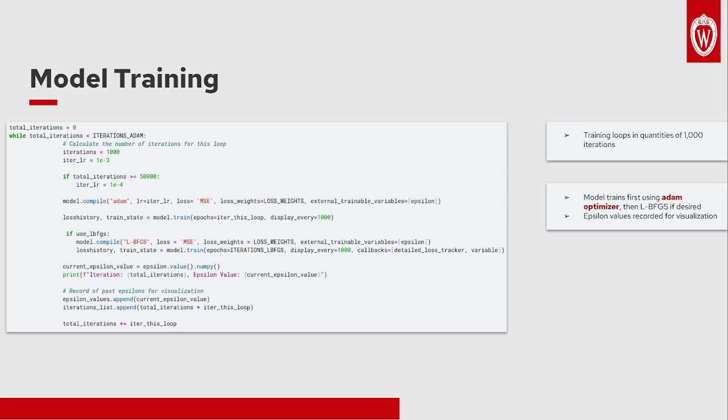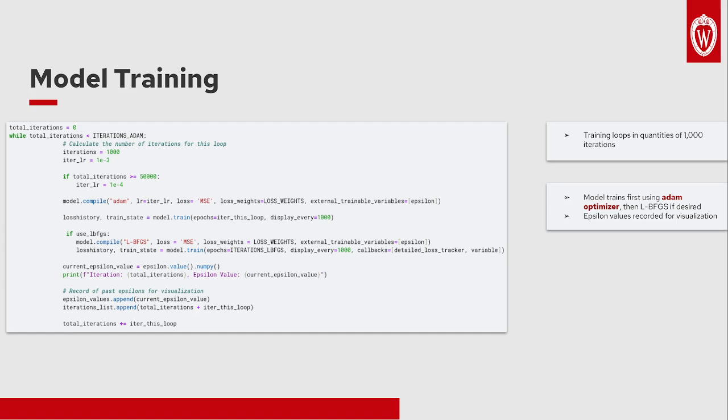We will now go over the code used to train our PINN. First, we run a training loop for some number of iterations, specifically in the iterations Adam constant. From there, we'll train our model 1000 epochs at a time, tracking the value of epsilon as we progress. The model first trains with the Adam optimizer, which is a very commonly used optimization algorithm in machine learning. After it trains with the Adam optimizer, it then uses the L-BFGS optimizer.